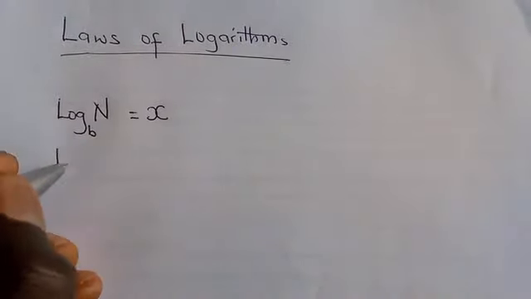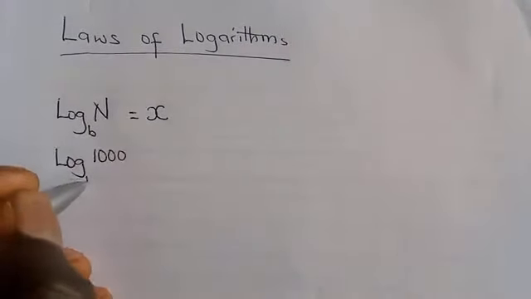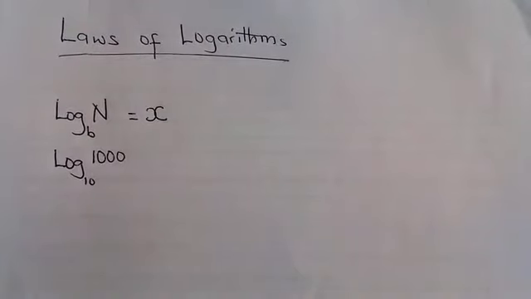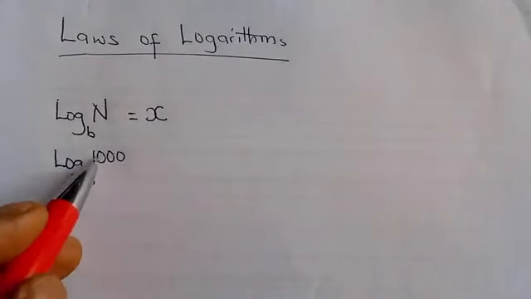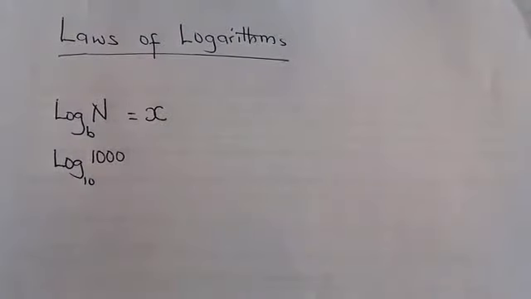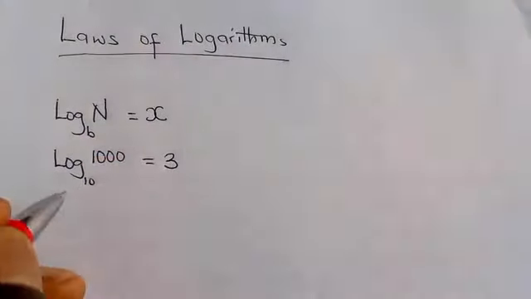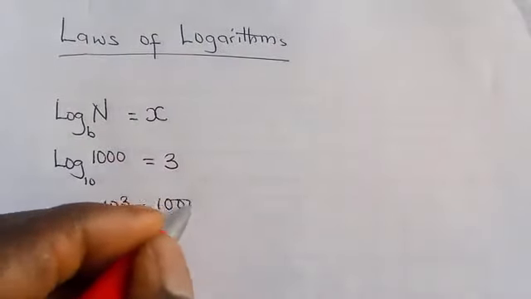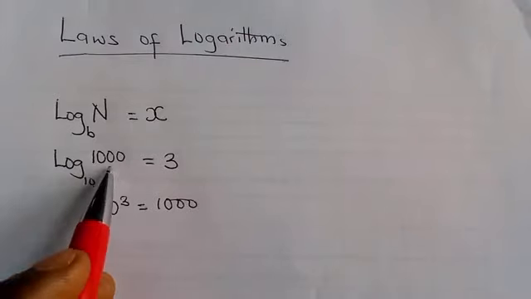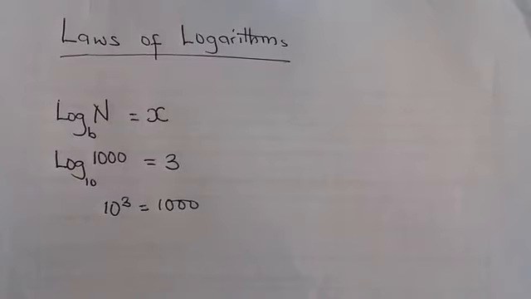So if you have log 1000 for instance to the base of 10, you are simply asked to find what is that number that 10 must be raised to for you to get 1000, and the answer is 3, because 10 raised to the power of 3 is equal to 1000. Therefore, we said the log of 1000 to the base of 10 is equal to 3.